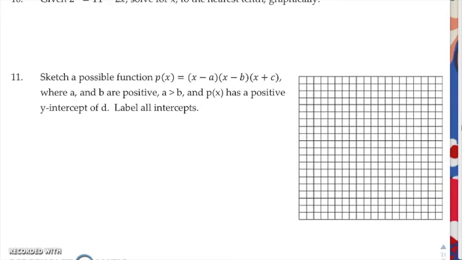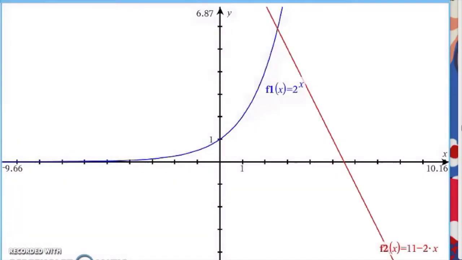Okay, so for this next one, given 2 to the x and 11 minus 2x, solve for x to the nearest tenth graphically. So what that means, I need to look at the graph. So I am going to look at my graphing calculator, and I've got one of them in blue, so that's 2 to the x, and then the red one is 11 minus 2x. So those are my equations here. I'm trying to find the location of that intersect.